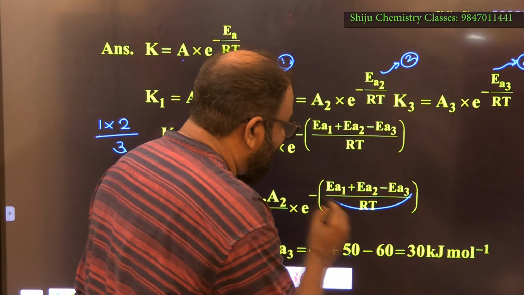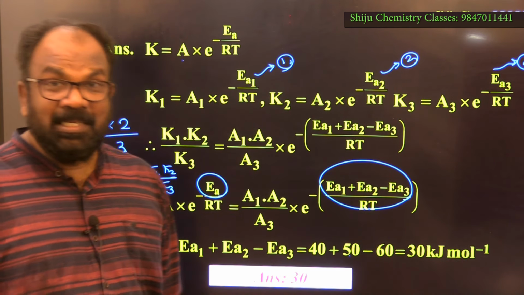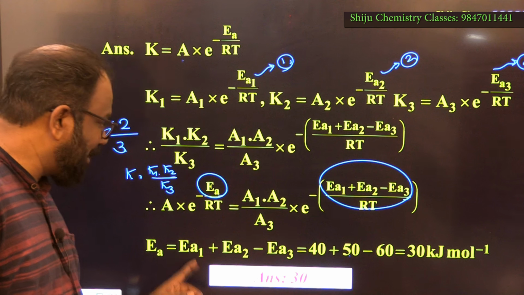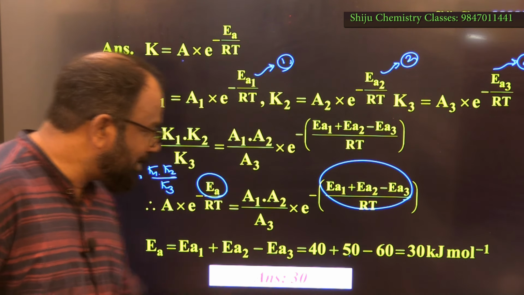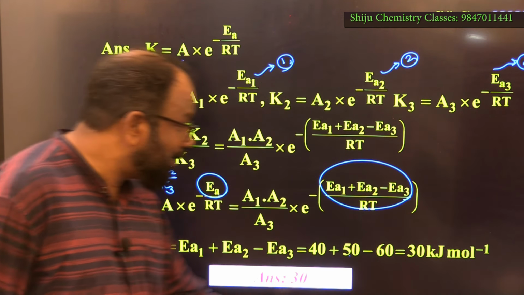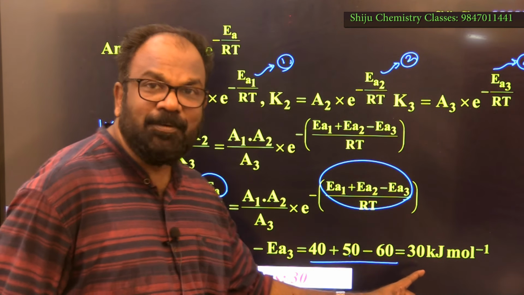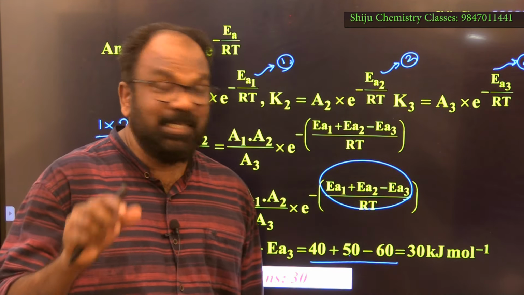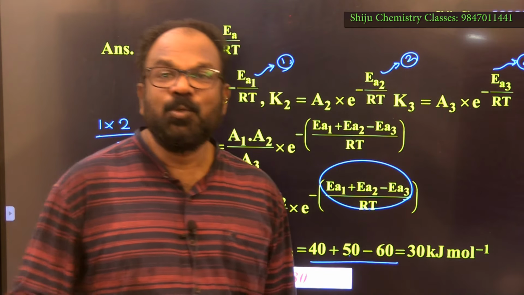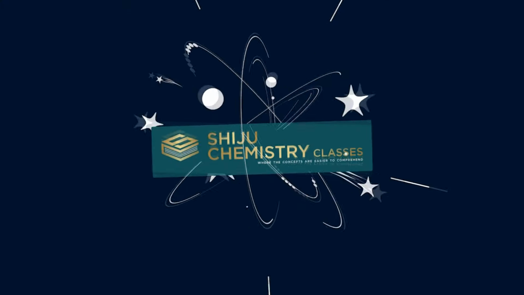From this equation, it is clear that the energy of activation of the overall reaction Ea is equal to Ea1 plus Ea2 minus Ea3. Ea1 is given as 40, Ea2 is 50 and Ea3 is 60. By calculating this, the energy of activation of the overall reaction is equal to 30 kilojoule per mole. So here the answer is 30.